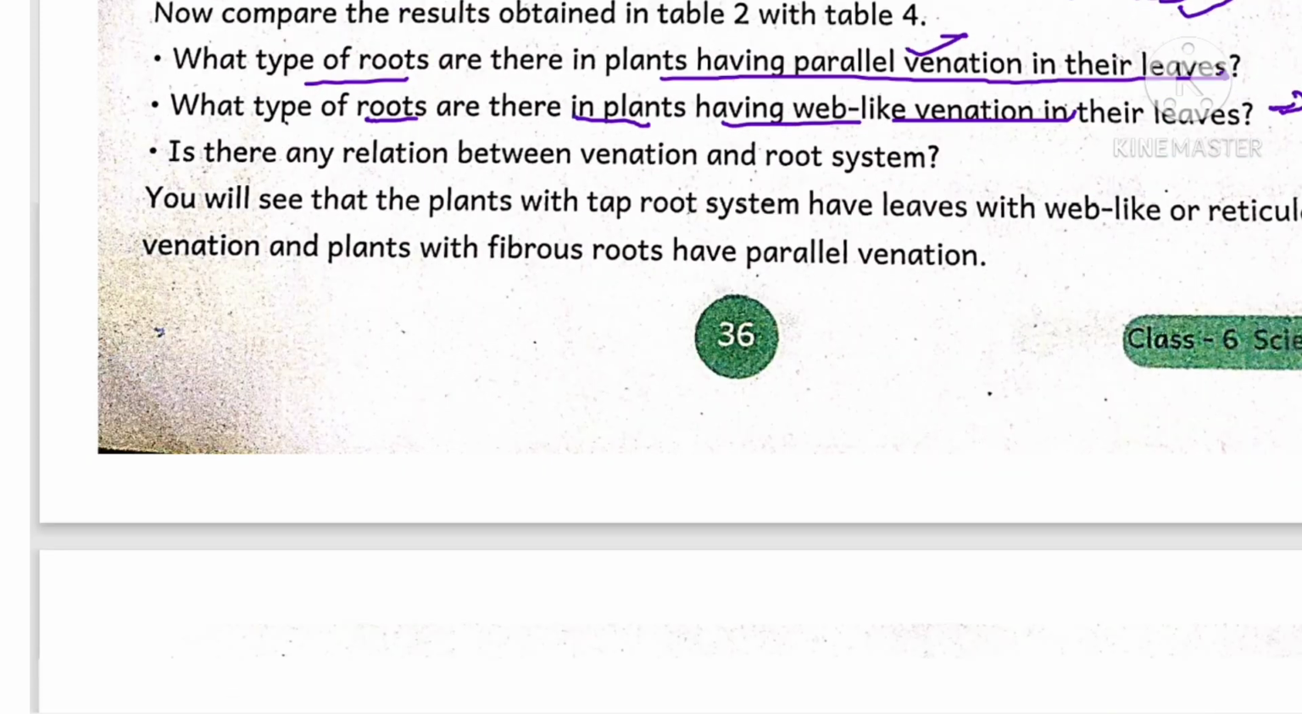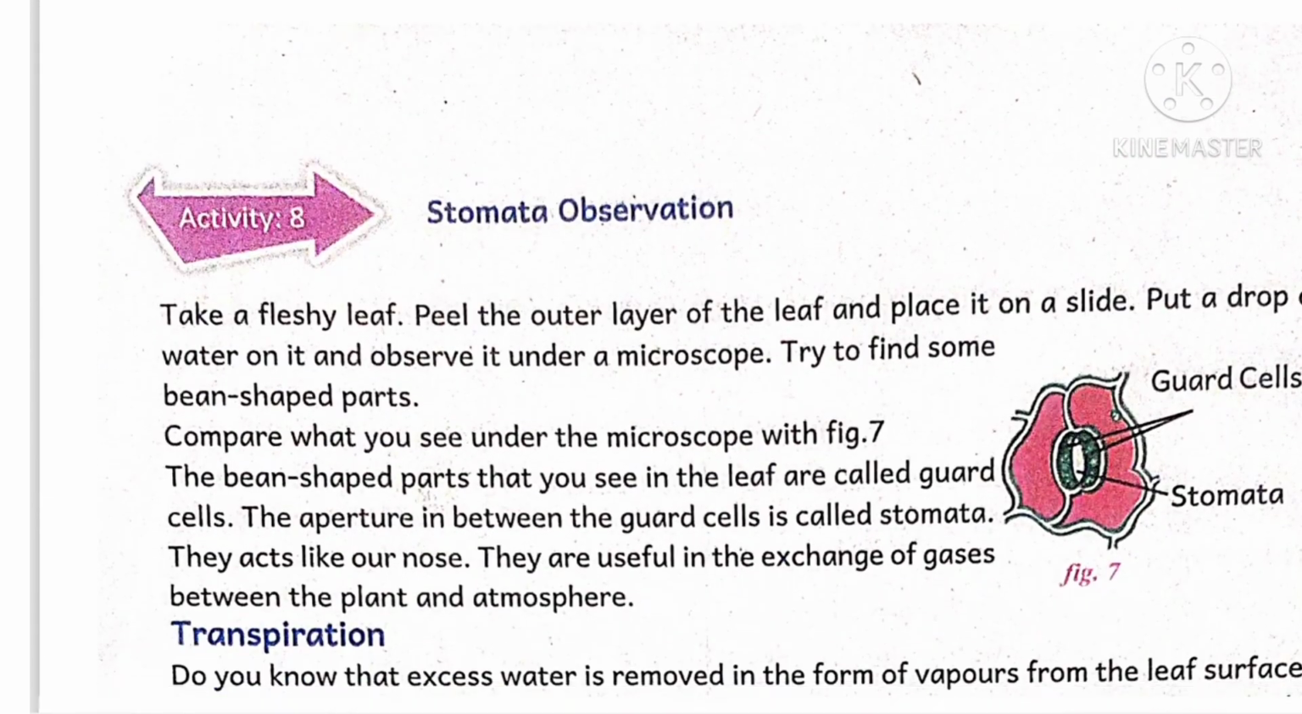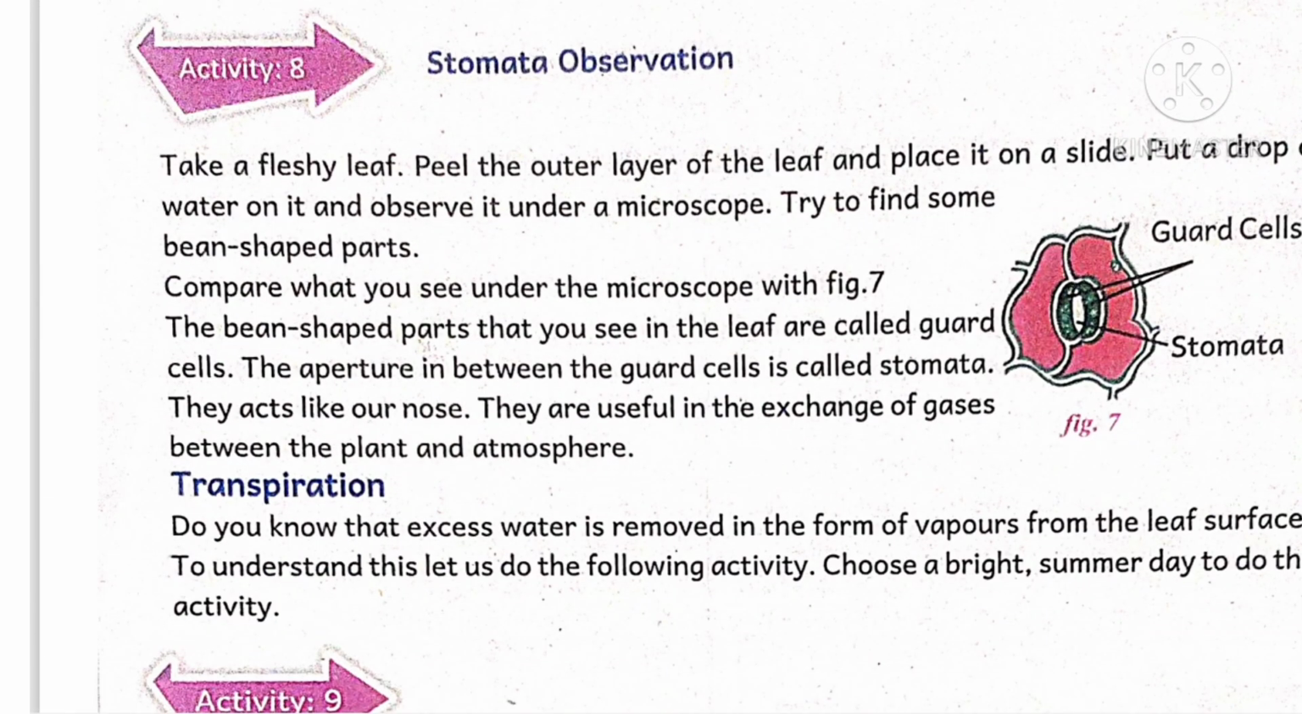So next, stomata observation. Take a fresh leaf, peel out the layer of the leaf, place it on a slide, put a drop of water on it and observe it under a microscope. Try to find some. For this I took a Rhoeo leaf. Okay. So there are bean shaped parts. See, these are bean shaped parts.